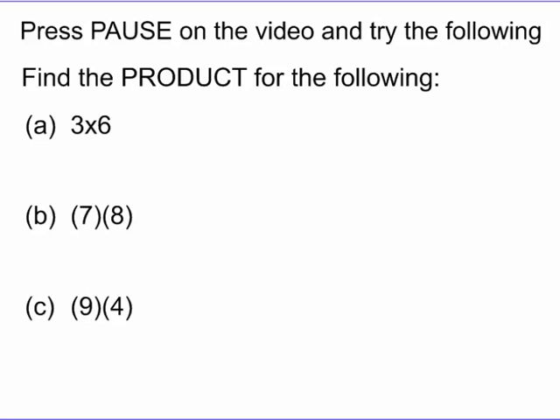Welcome back. So we'll do the first one here. 3 times 6 is 3 groups of 6, which is 18. 7 times 8 is 7 groups of 8, or 56. And lastly, 9 times 4, or 4 groups of 9, 9 groups of 4, however you want to approach it, I should still end up with 36. So hopefully you got those same answers. If not, go back, try again, see where your mistakes might have been.